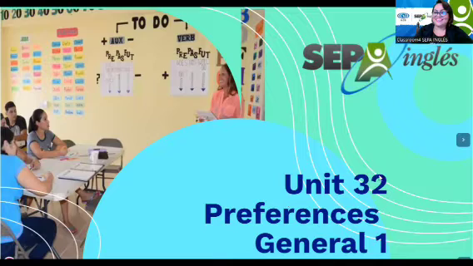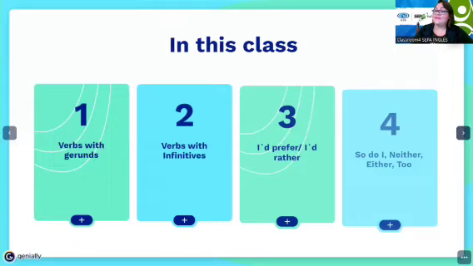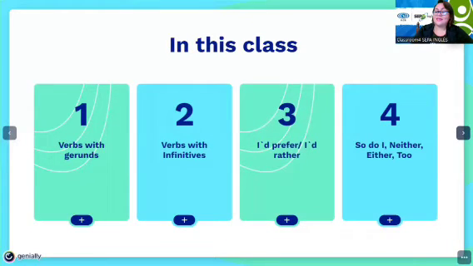Let's start and see what we are going to do and what the main topics are that we are going to talk about in this unit. In this class, we are going to study: number 1, verbs with gerunds; number 2, verbs with infinitives; number 3, I'd prefer and I'd rather structures; and finally, number 4, so do I, neither, either, or too. Remember, we are going to talk about preferences.